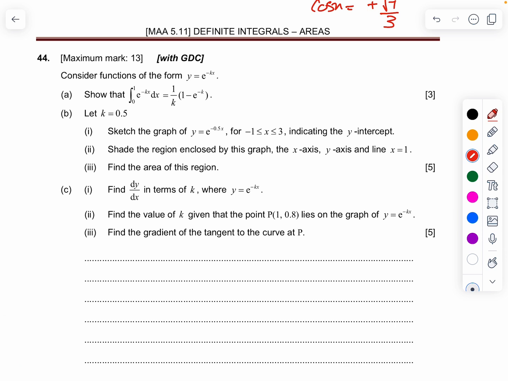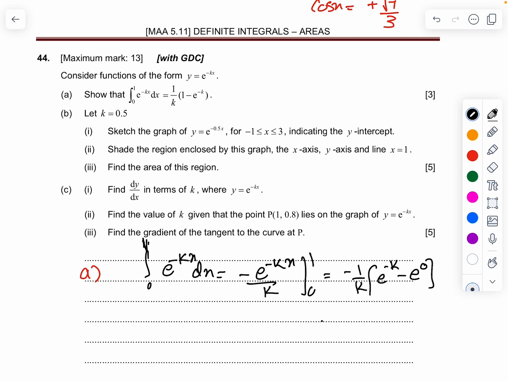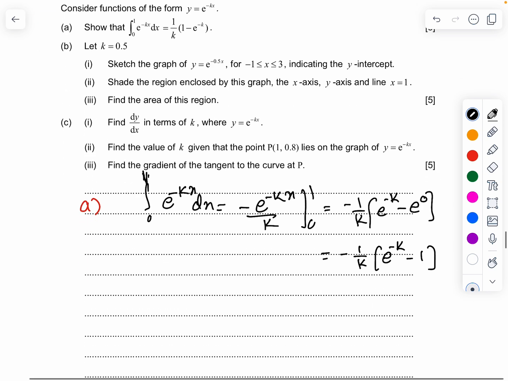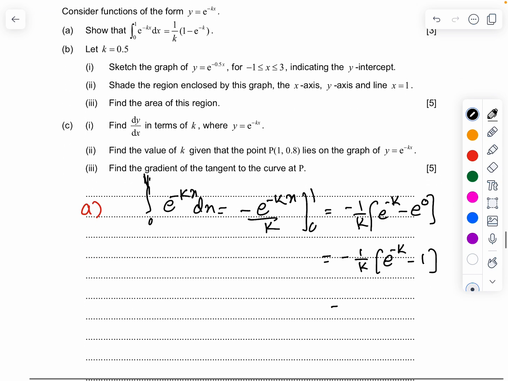Question number 44. Show that the integral of e power minus kx dx equals this much. So part A, the integral from 0 to 1 of e power minus kx dx equals e power minus kx upon minus k, from 0 to 1. So it becomes minus 1 upon k outside, e power minus k minus e power 0. So it becomes minus 1 upon k, e power minus k minus 1. Take that minus inside, so 1 minus e power minus k, upon k.